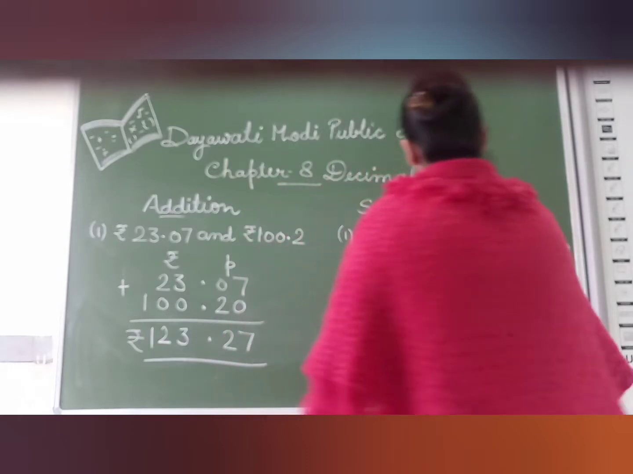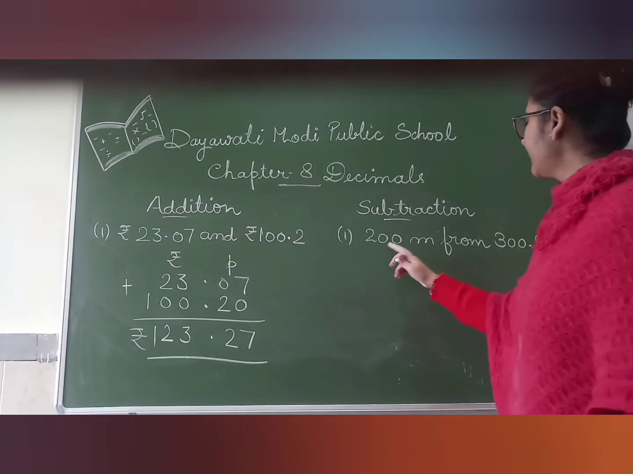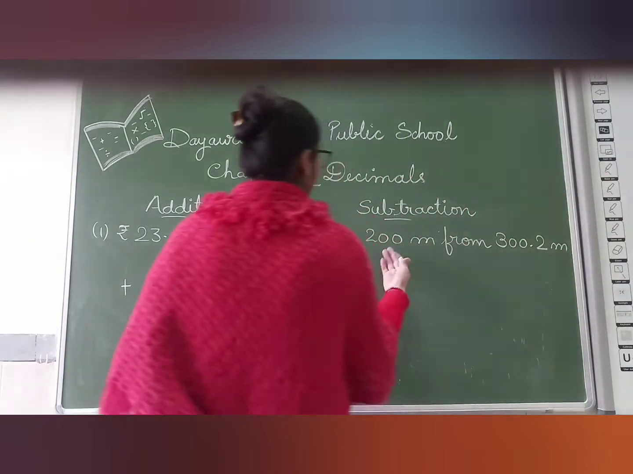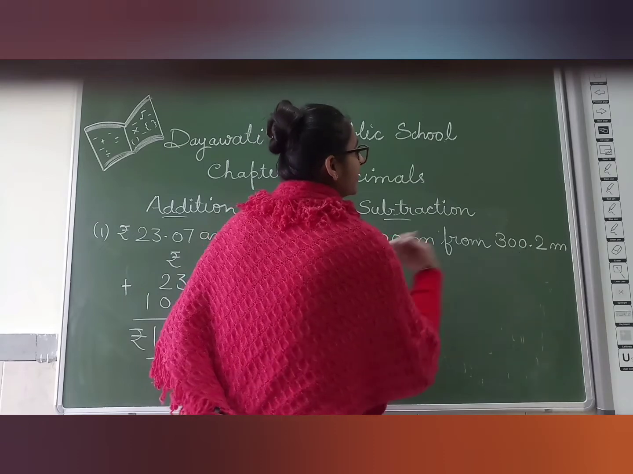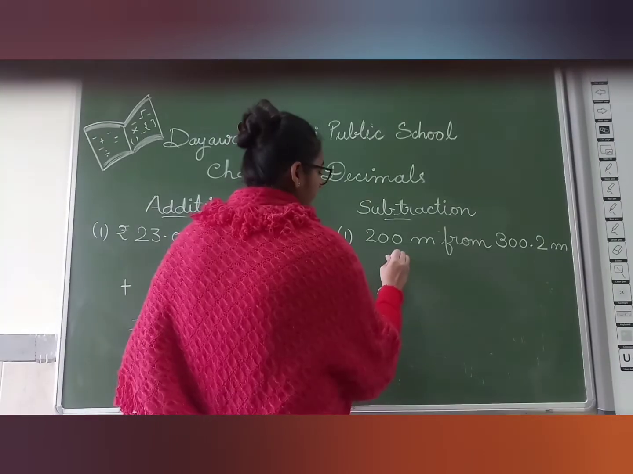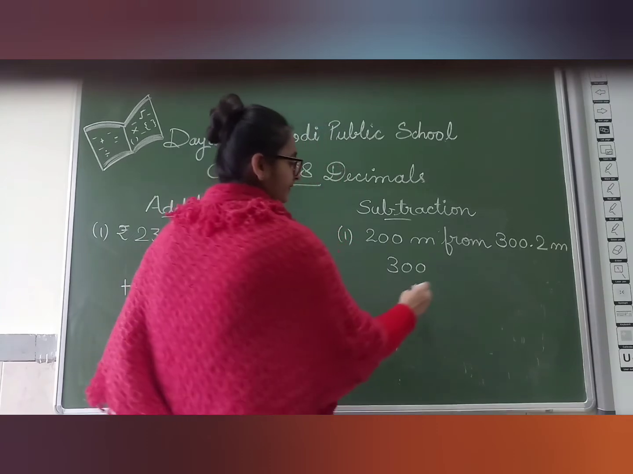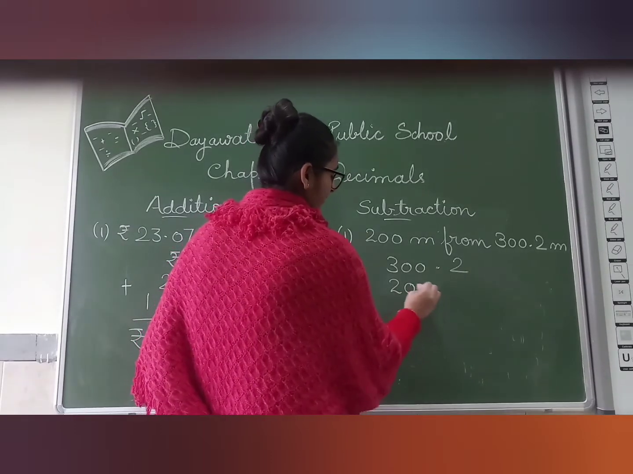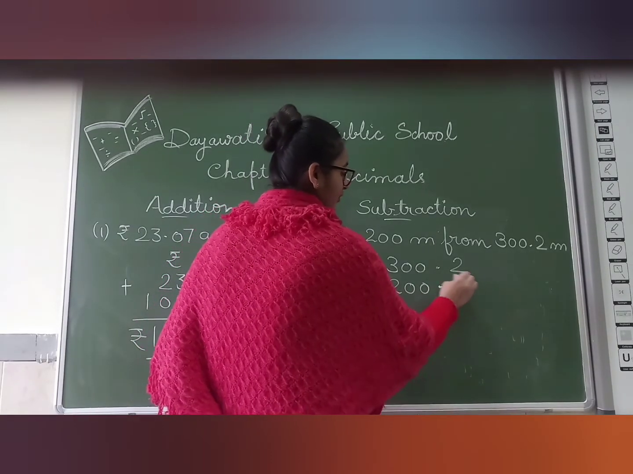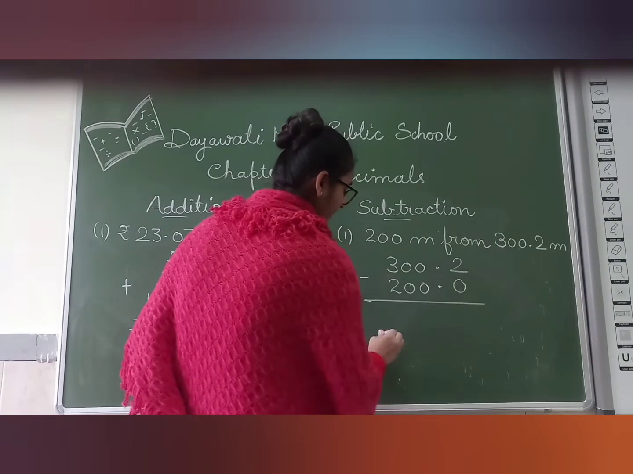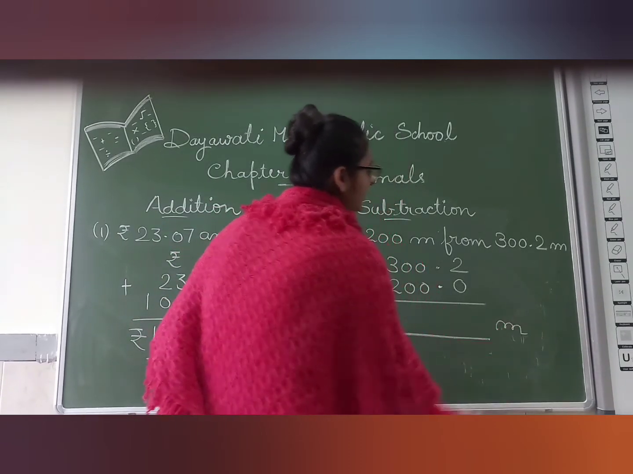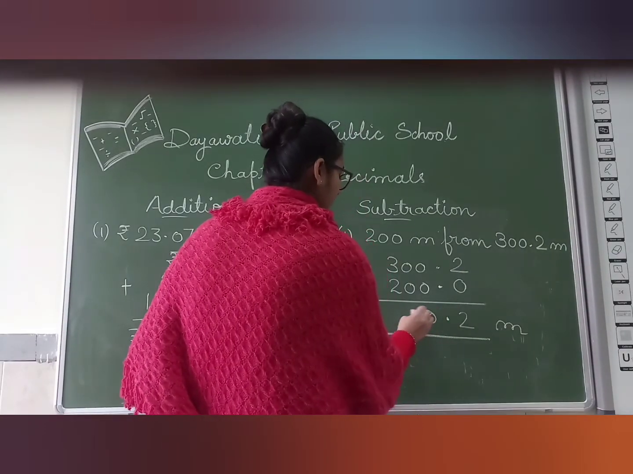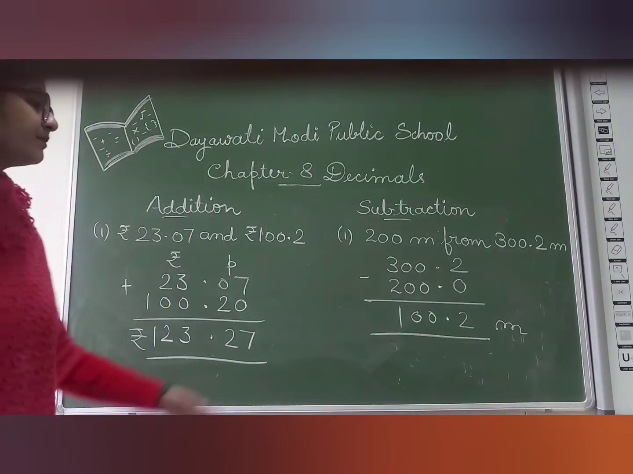Okay? Now here this is a subtraction. 200 meters from 300.2 meters. So you have to subtract 200 meters from 300.2 meters. So you will write 300 above, place decimal 0.2. Now 200.0. Okay? Now you will subtract. You will write the standard unit. So 2 minus 0, answer is 2, 0, 0 and 1. So the answer is 100.2 meters.